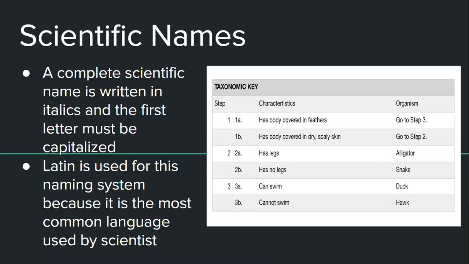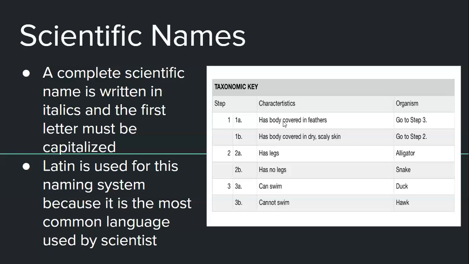A complete scientific name is written in italics. The first letter in the first word is capitalized. You use Latin in the naming system because it was the most common language used by all scientists back in the day. Different common names for the same organism can get confusing, so scientists also use taxonomic keys, as shown, to help name and identify organisms. So this is a taxonomic key.